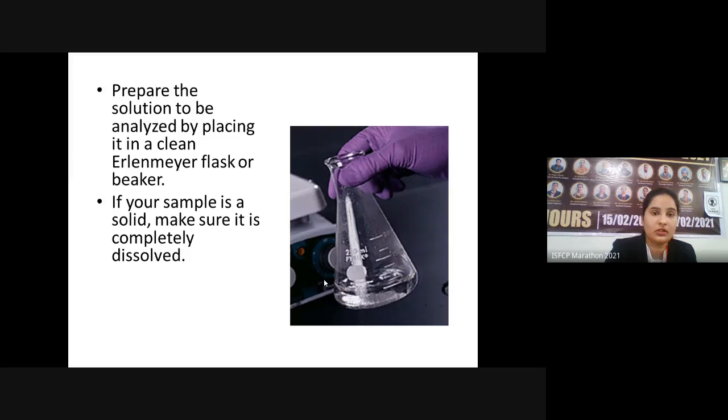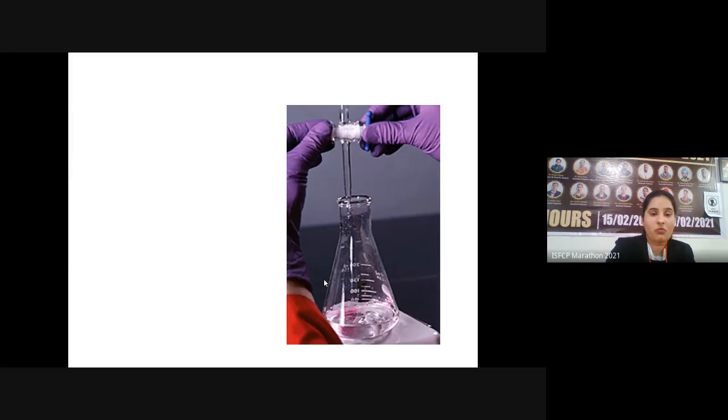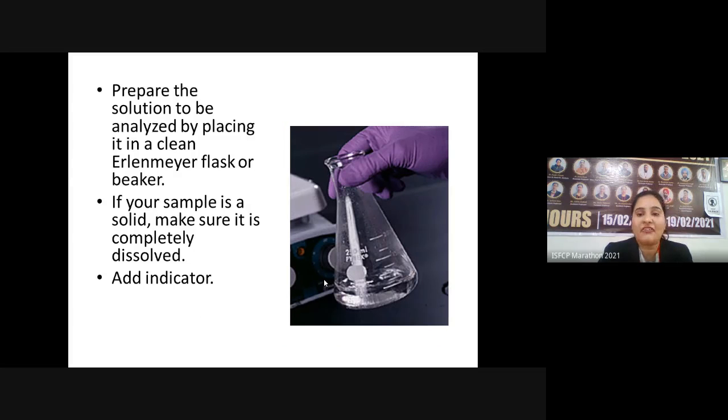The solution whose concentration is to be analyzed should be taken in a clean flask or beaker. If the sample to be estimated is a solid, it should be dissolved in water, and the solution should be completely homogeneous. After preparing the sample in the flask, add indicator.